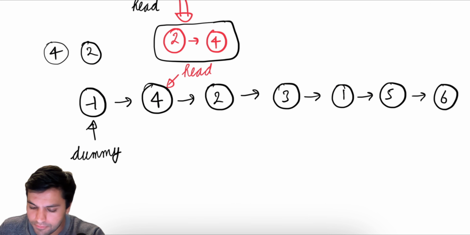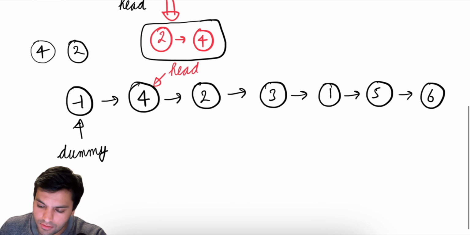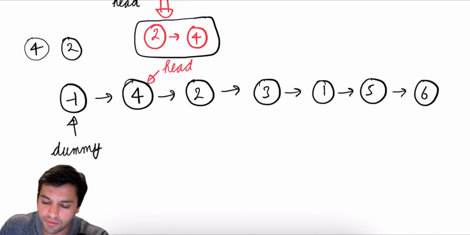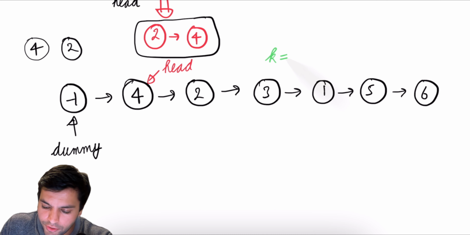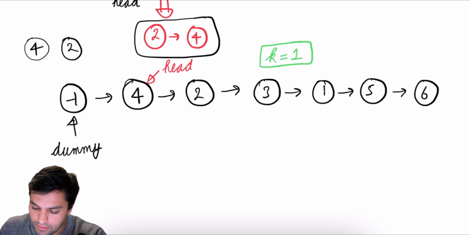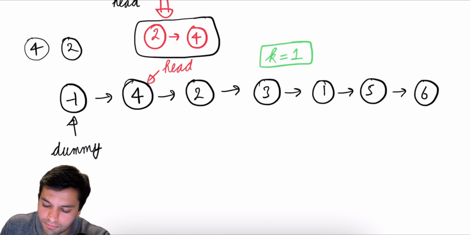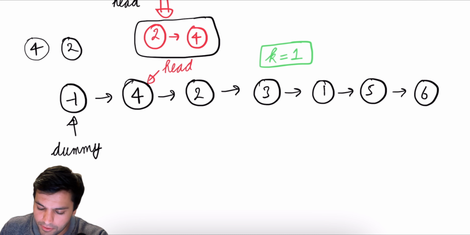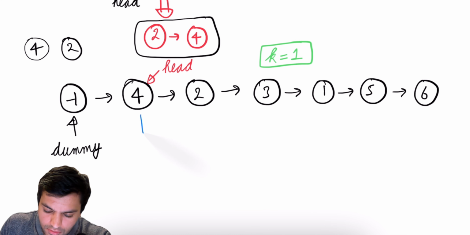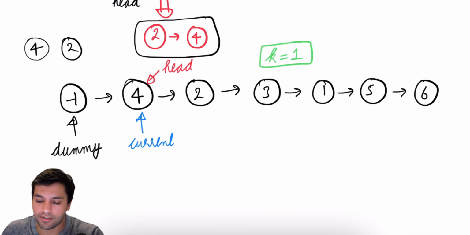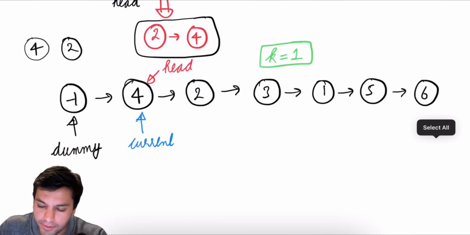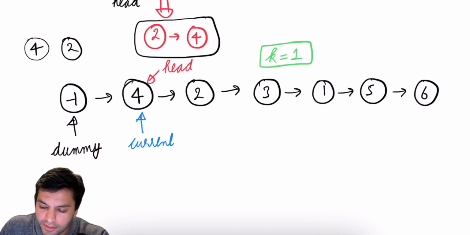What I can do is divide the linked list into subproblems. Initially my subproblem size is just 1. I'm going to use k to denote the subproblem size and assign it equal to 1. Initially I start from the head node, so let me call this node 4 as current. Now I have to divide this linked list into pairs, and each pair has nodes of size 1.